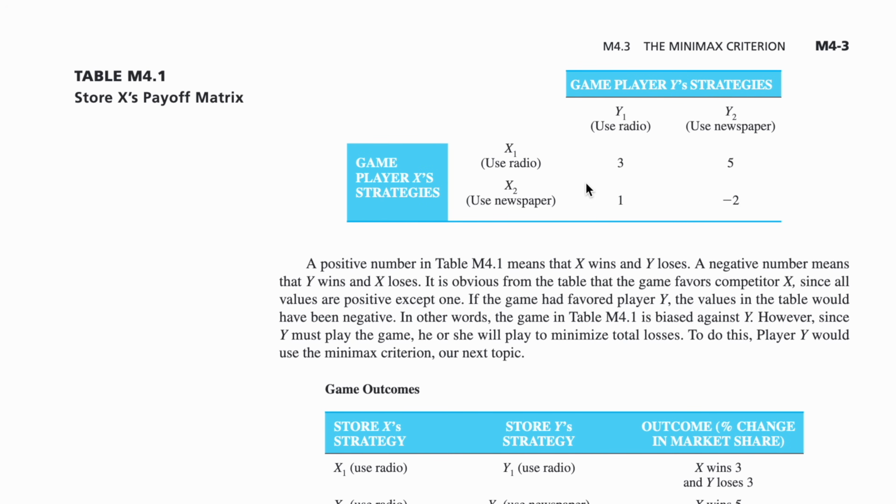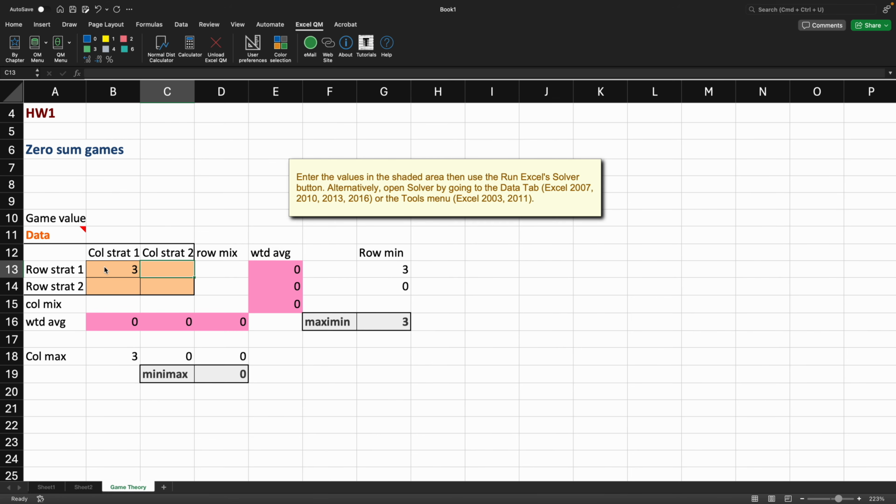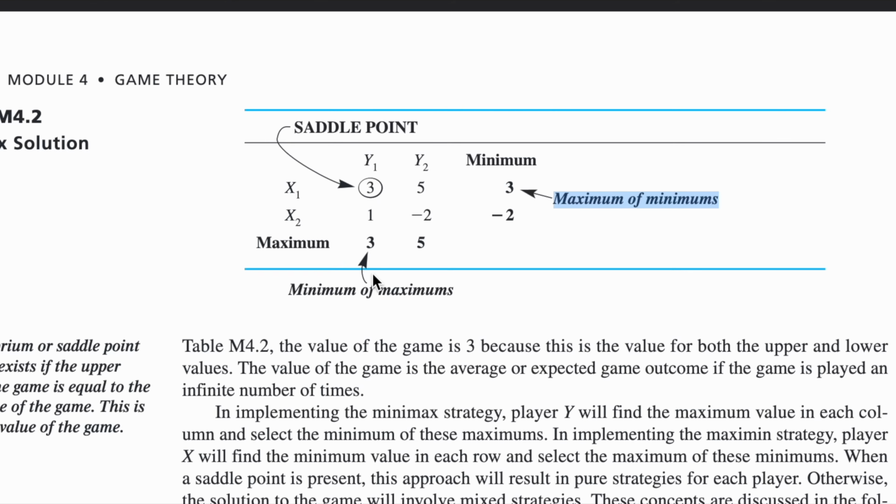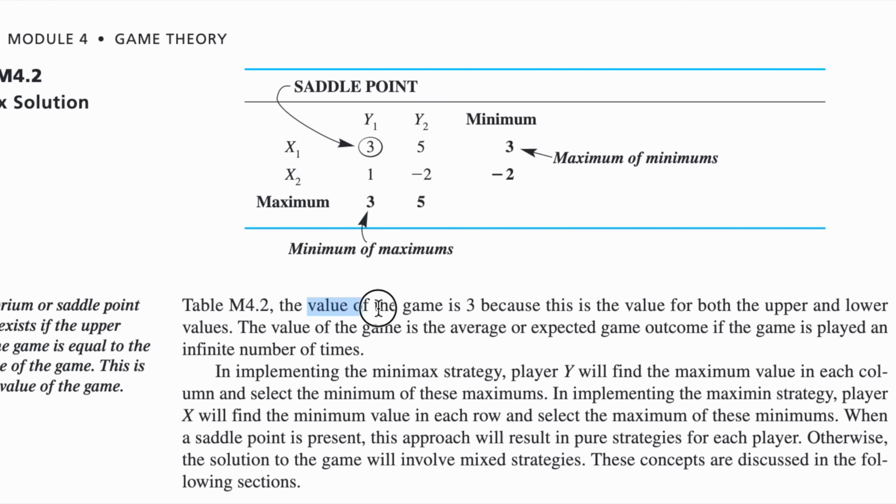In the book, you have this example where 3, 5, 1, -2. So based on this, it calculates minimax as 3 and maximin also as 3. So basically that's the saddle point, or the value of the game in this case is 3.